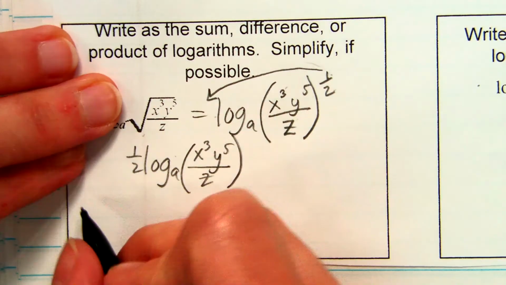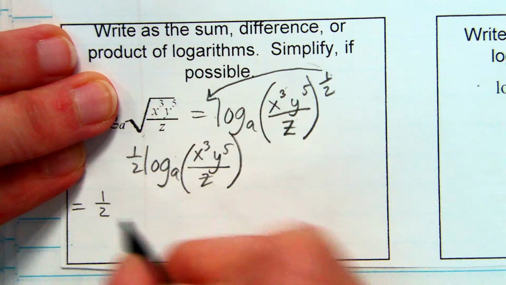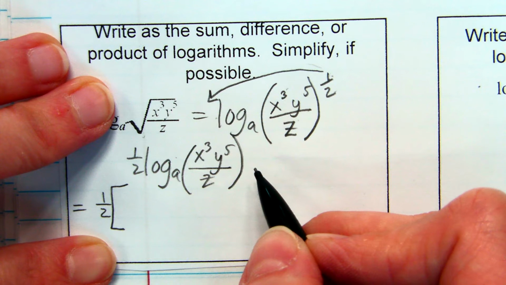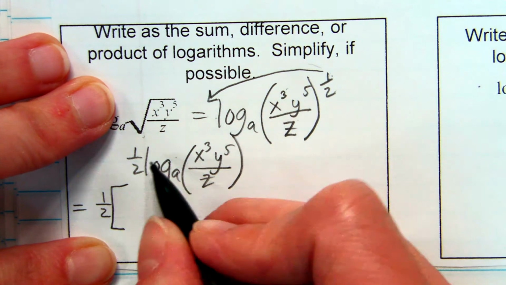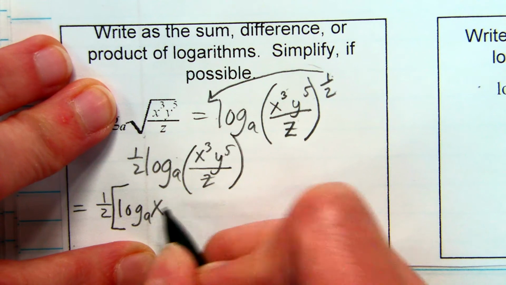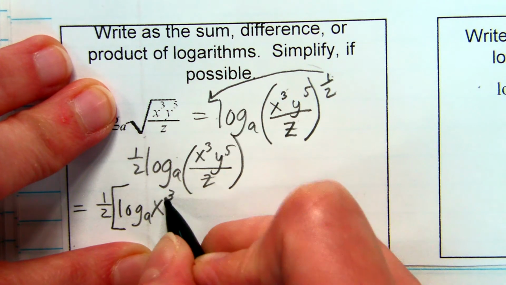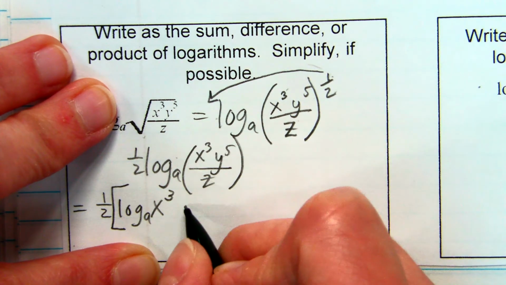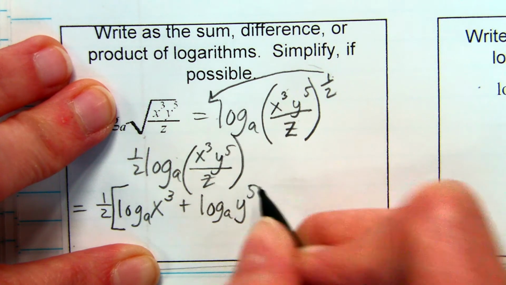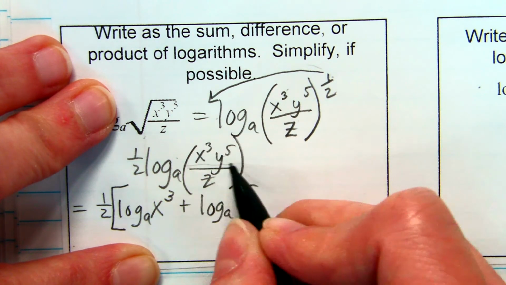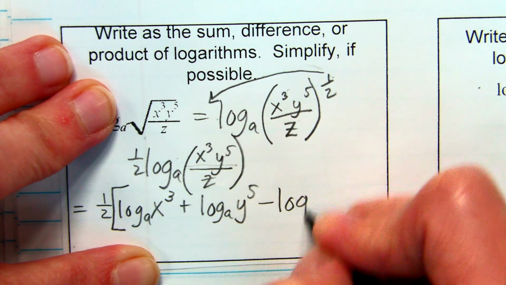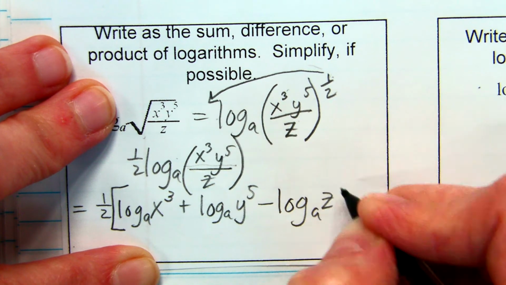So for this next step, I'm just going to do it all in one step. I'm going to do 1/2, and I'm going to make a great big bracket to hold everything else I'm going to do. Then I'm going to break apart all these logs. So I'm going to have log base A of x to the 3rd, plus log base A of y to the 5th, and then when divided by z, minus log base A of z.